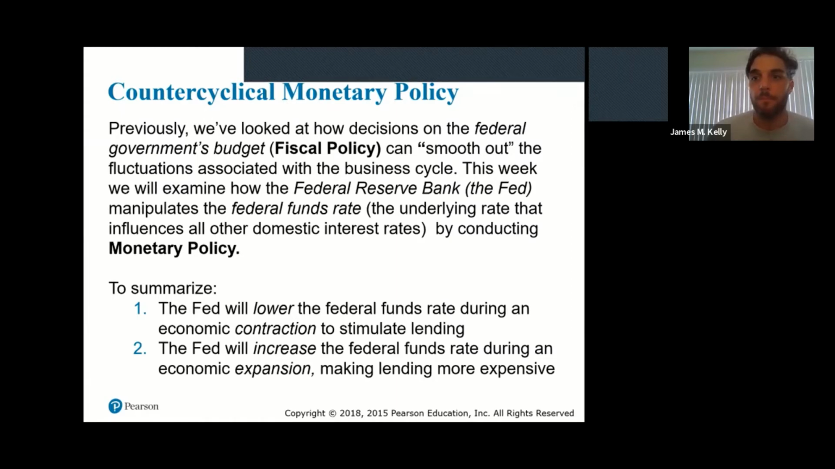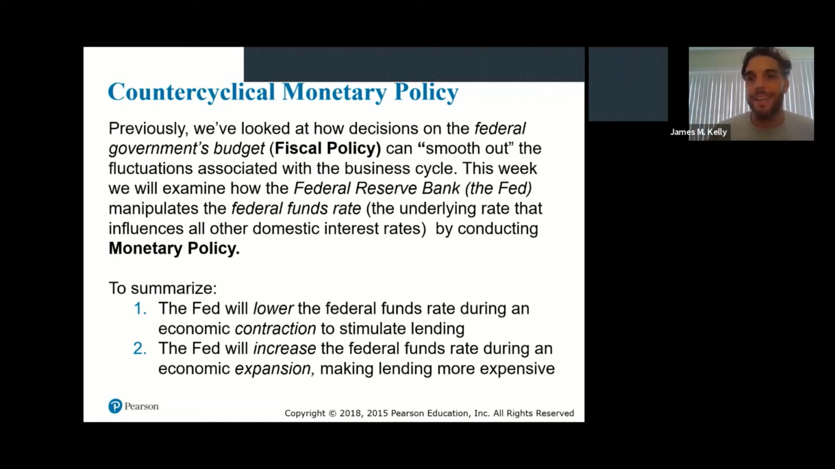This week, what we're going to talk about is monetary policy, and unlike fiscal policy, which is conducted by the federal government, monetary policy is going to be conducted by the Fed. The same counter-cyclical approach is going to be taken that we saw with fiscal policy. But again, the Fed's going to be conducting monetary policy.